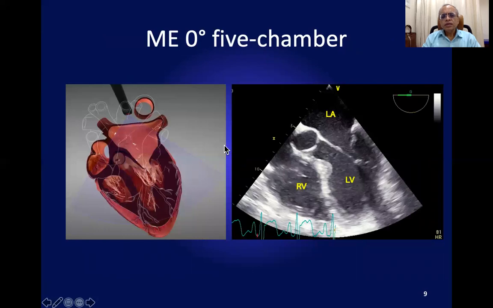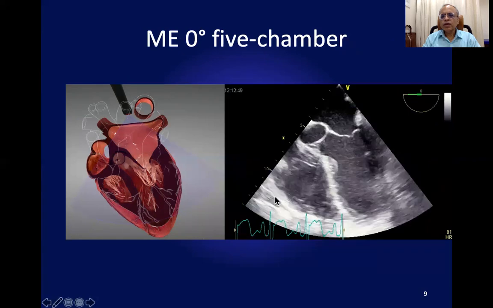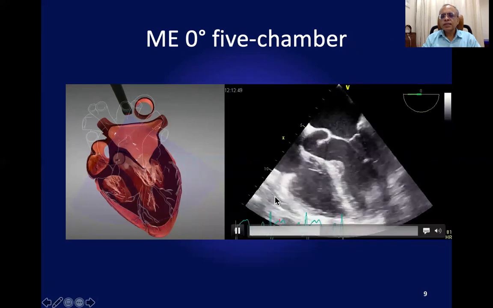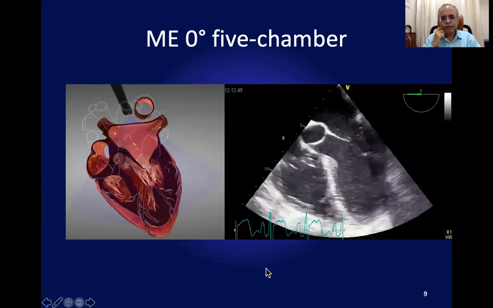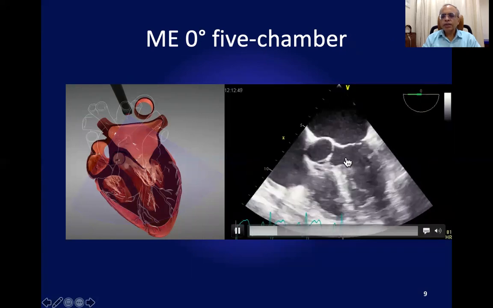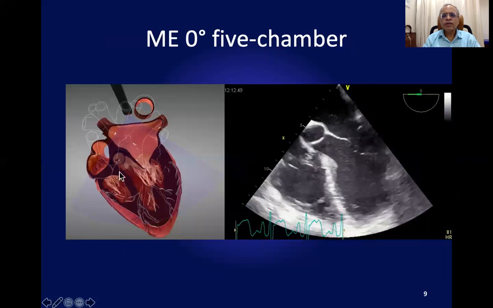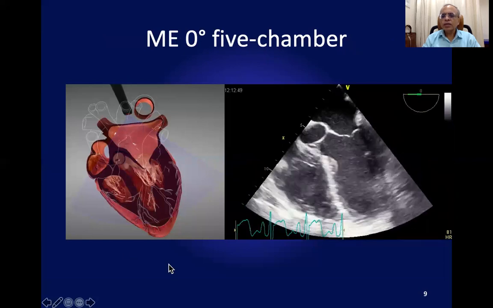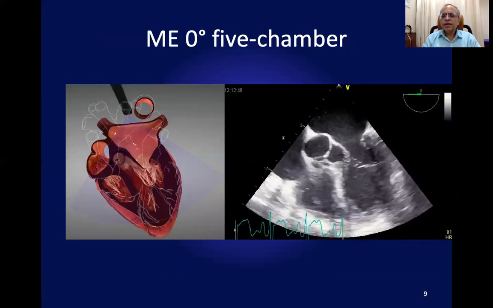Now these anatomical images are very useful for the learner while he is manipulating the TEE probe. He can correlate the ultrasound image anatomy with the left-sided anatomical cross-section. This is the greatest advantage.